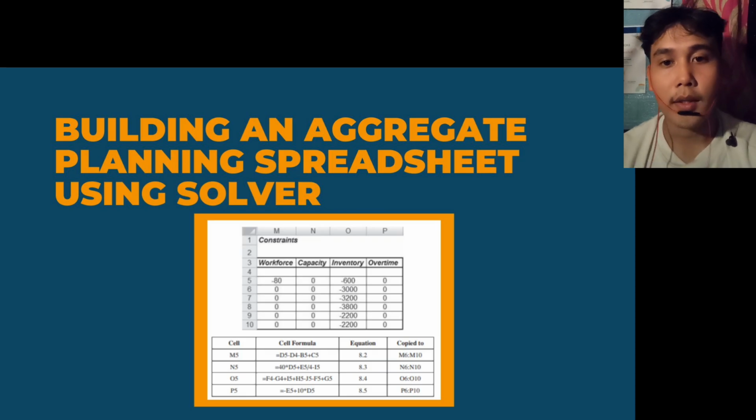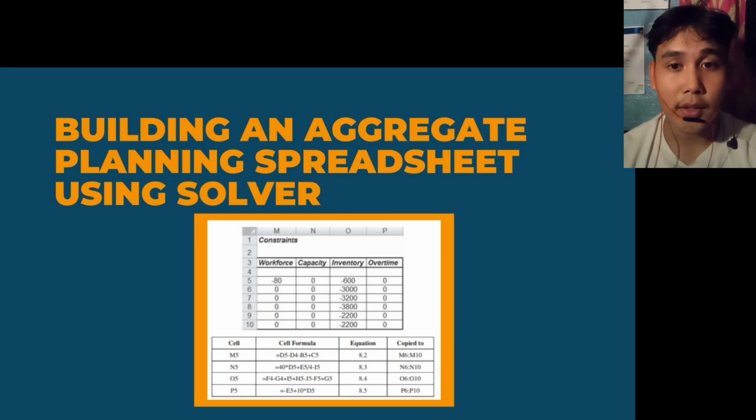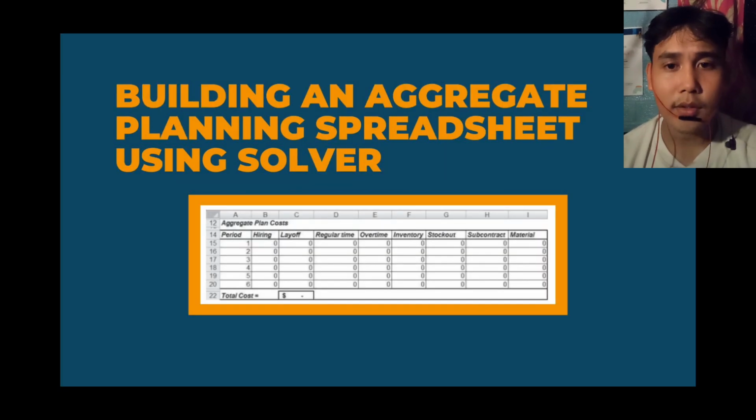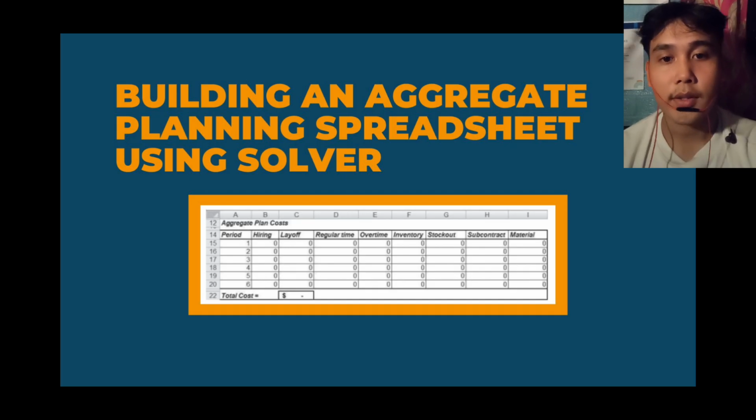Before we can optimize, we must input our constraints. We program Solver to respect our limit on workforce capacity, required inventory balances, and maximum allowable overtime. So by running the Solver tool, Excel automatically adjusts our decision variables to find the most cost-effective production schedule that satisfies all of our constraints.